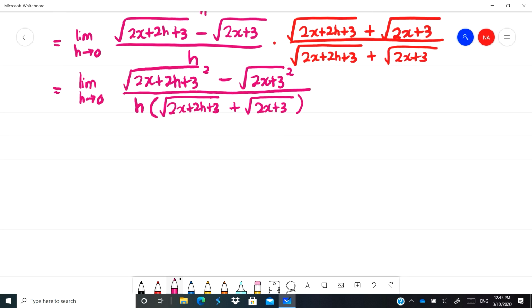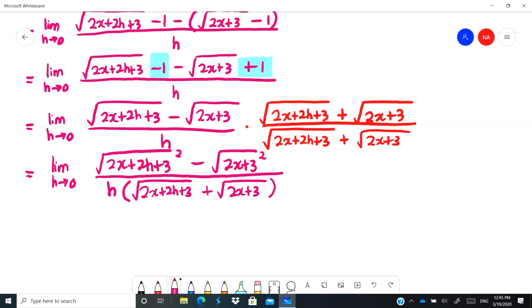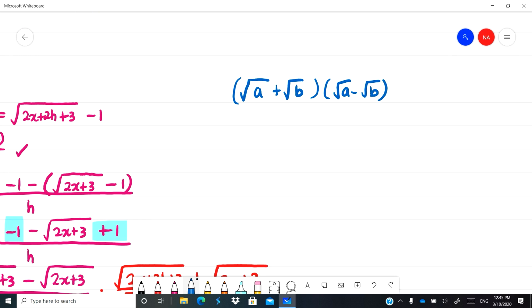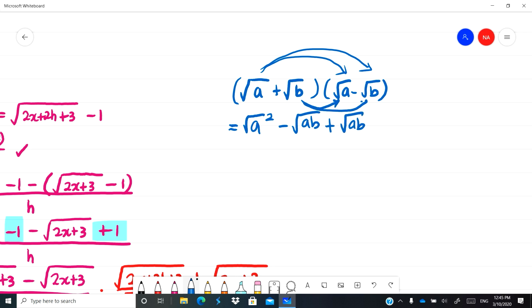If you are wondering how I get this part, let's say we have square root a plus square root b, and we multiply with square root a minus square root b. This can be expanded. You multiply this part, you'll get square root a squared, and then you multiply this part, you'll get negative square root ab, and then you multiply this part, you'll get plus square root ab, and the last part will be minus square root of b squared.